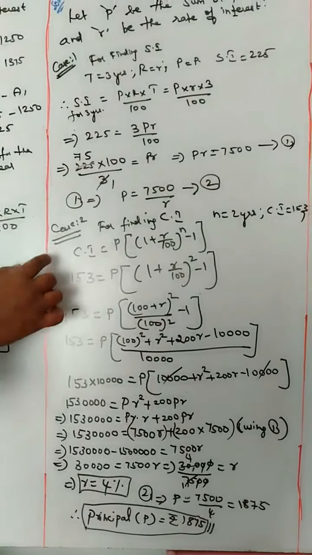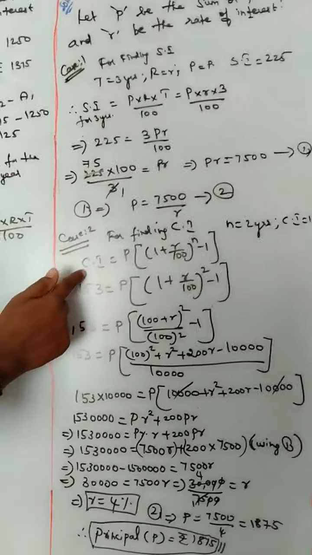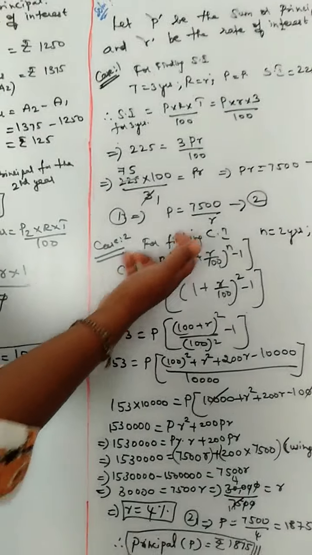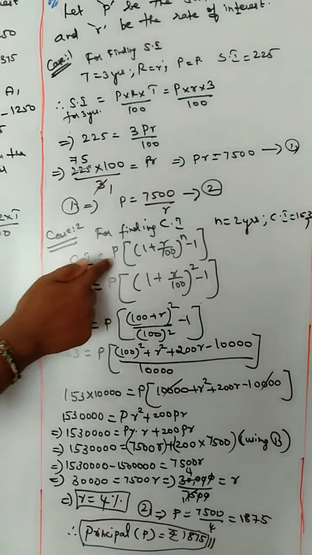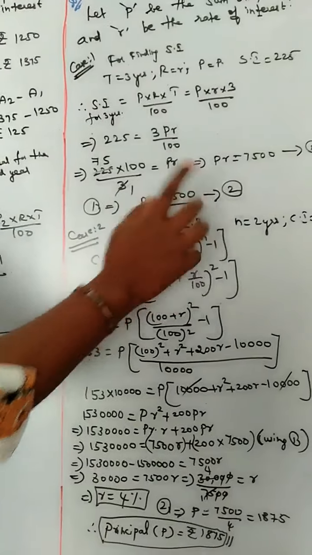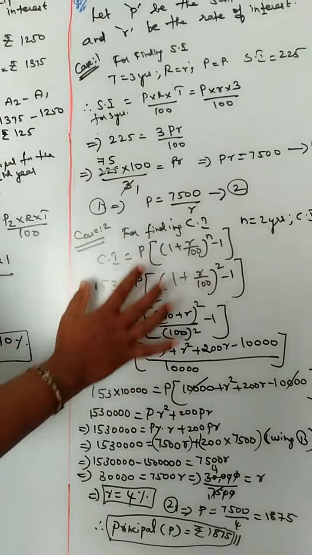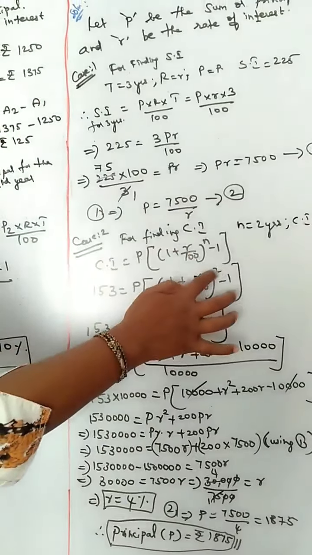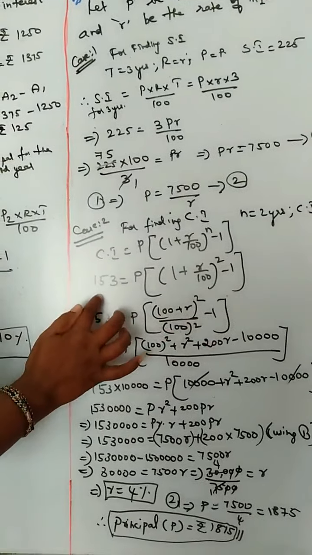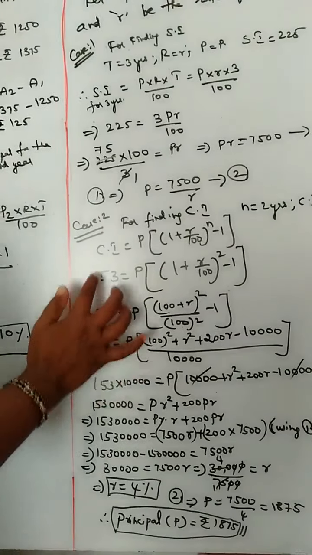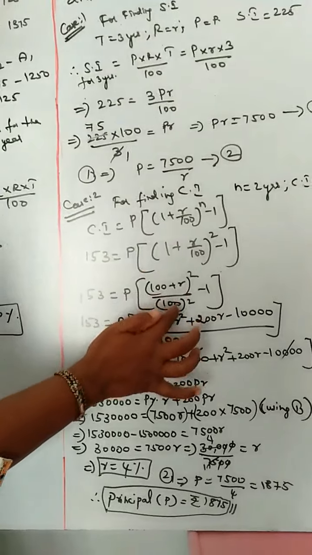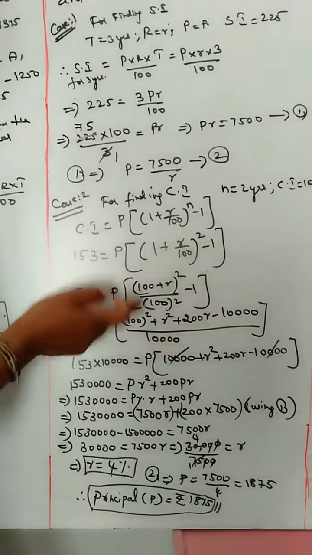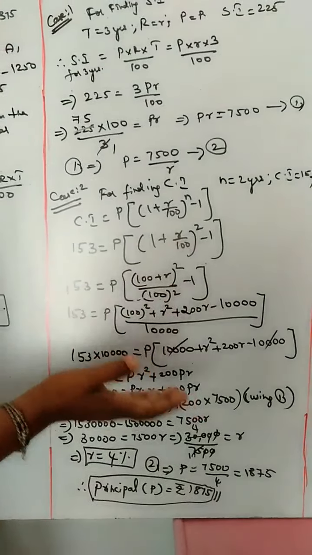Okay. Then case 2, for finding CI. We know the compound interest formula for 2 years. The time period is 2 years and CI is 153. CI equals P into (1 plus R by 100) to the whole power n, minus 1. P and R as it is, we assume, and n here is 2 and CI is 153. Substitute those values here. Then 153 equals, take LCM here, that is (100 plus R) whole divided by 100, the whole square.